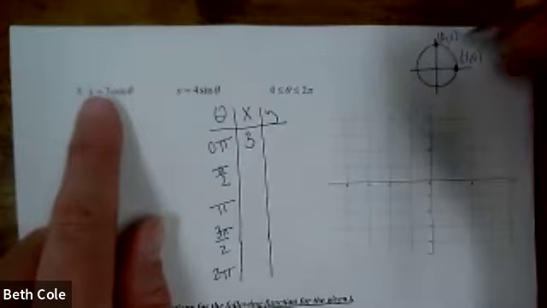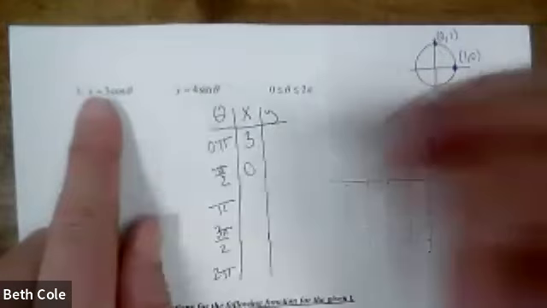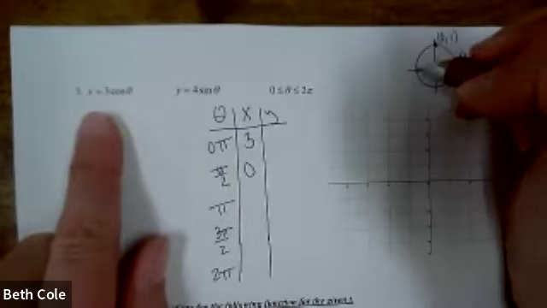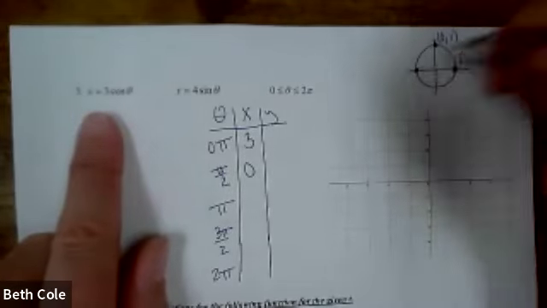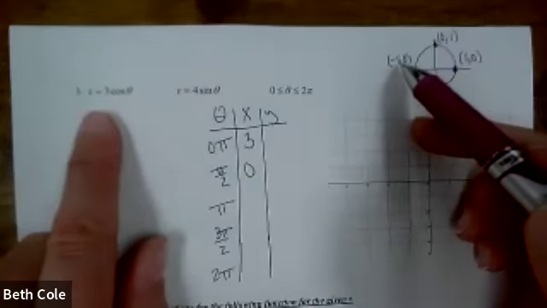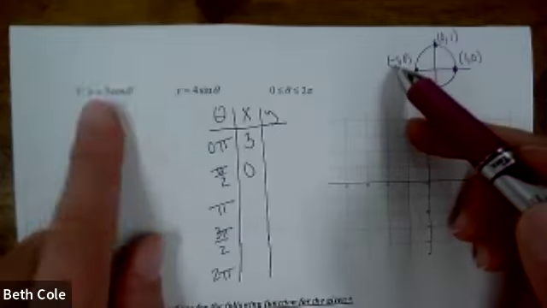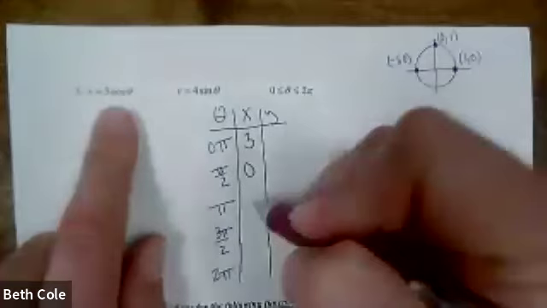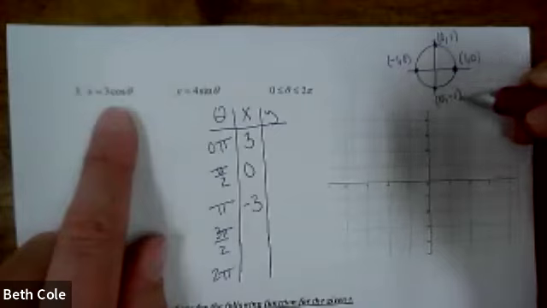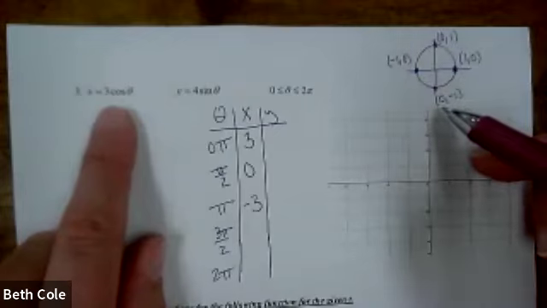Pi over 2 is up at the top. That's the coordinate (0, 1). Cosine is the 0. 0 times 3 is 0. And then some of you are going to pick up on the pattern real quick, but I'm going to walk us all the way through it. All right, at pi, that's the coordinate point (-1, 0). The x coordinate is -1, but you have to times that by 3. So -3. What's the next one?